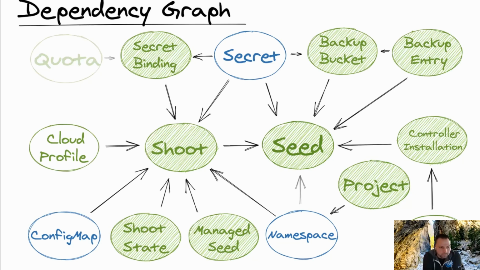Okay. So in the end, the goal is always to have no circles in this graph. So it should always end at the seed. This is also the reason why this edge from the shoot to the seed is different compared to the others. Because from the spec of a shoot, the cloud profile or the secret binding reference is not different from the seed reference in the spec. So it's all the same, but still the edges are different. And the reason is to prevent these circles and to always have only a direct path.